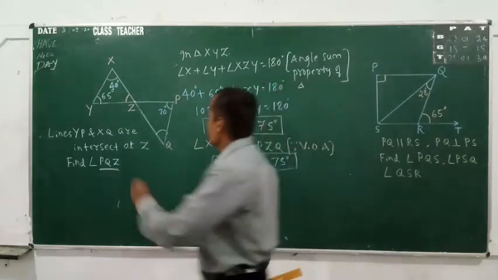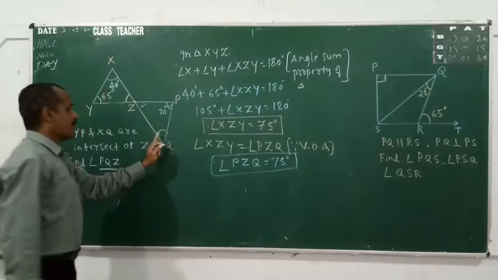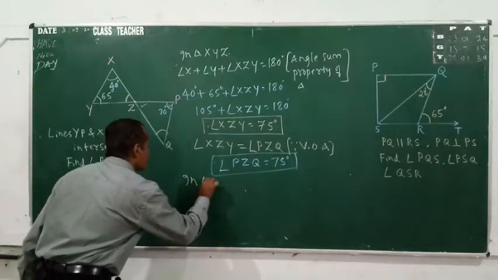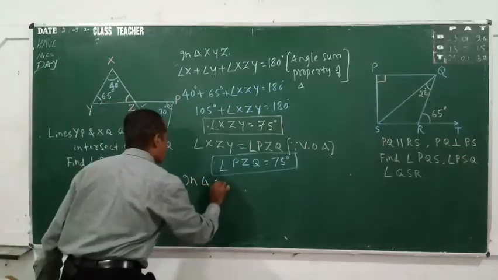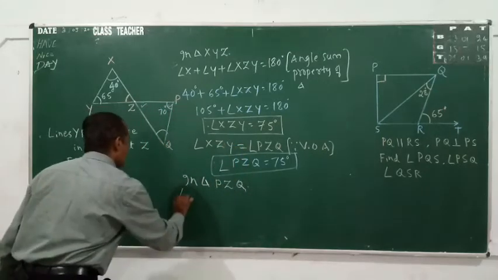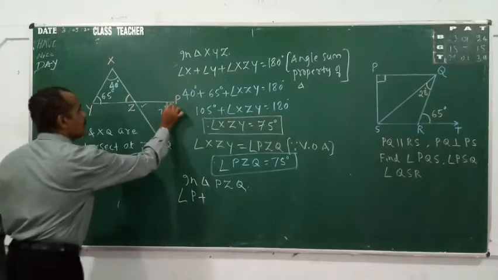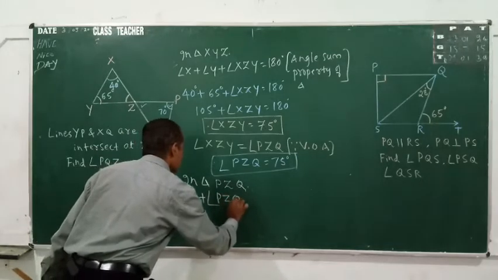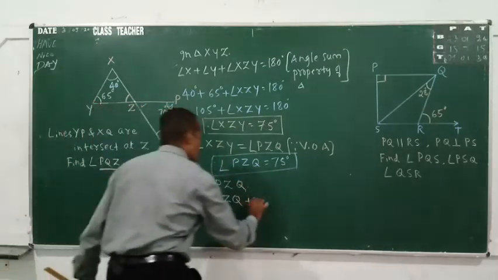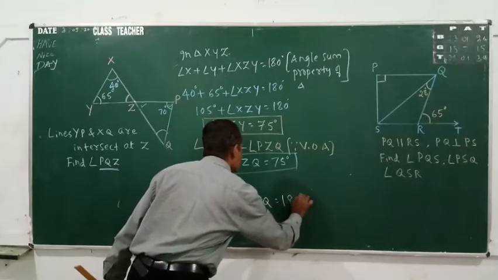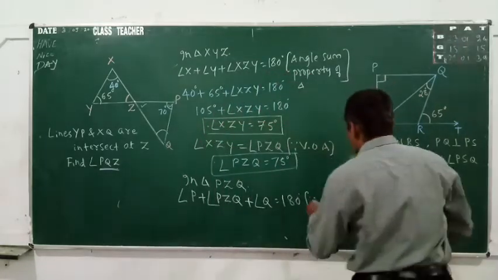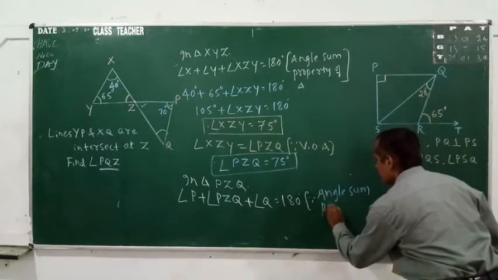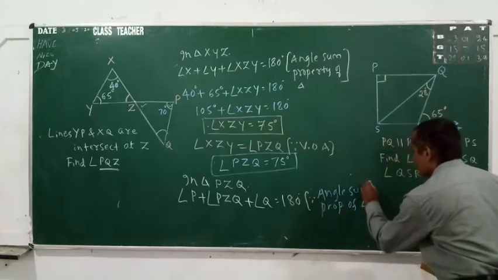Now, this is known. Can you find out this? For that, I can choose triangle PZQ. Angle P plus angle PZQ plus this angle Q is equal to 180. This is again because of the same reason, the angle sum property of triangle.